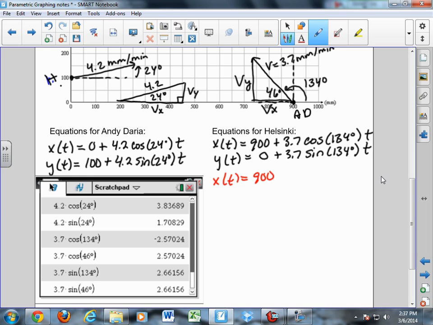I would have to say x of t is 900 minus 3.7 cosine of 46 degrees t, if I chose to do that. I would have to have the minus in here. And then y of t would be 3.7 sine of 46t, and I would not have a negative sign in front of the sine. So it requires you to remember some things if you do it with the 46.